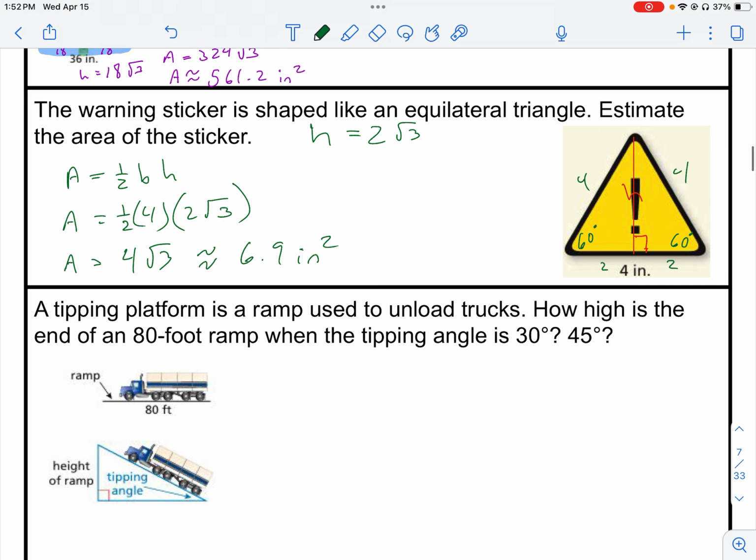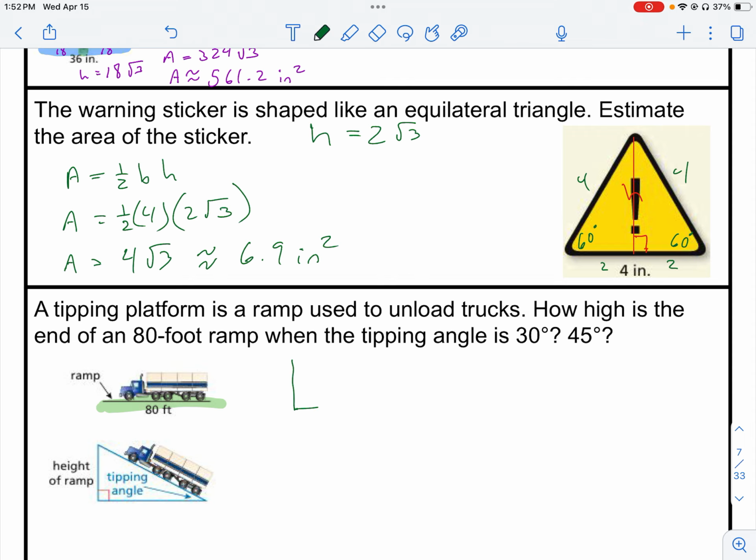All right, last thing we're going to do for today. So here we have a ramp. It's 80 feet long, and we're going to lift that ramp up so that the stuff comes out of the back of trucks easily, because we didn't buy dump trucks, so we needed another way to empty out our trucks. So we want to know how high is the end of the platform when the angle's at 30 degrees.